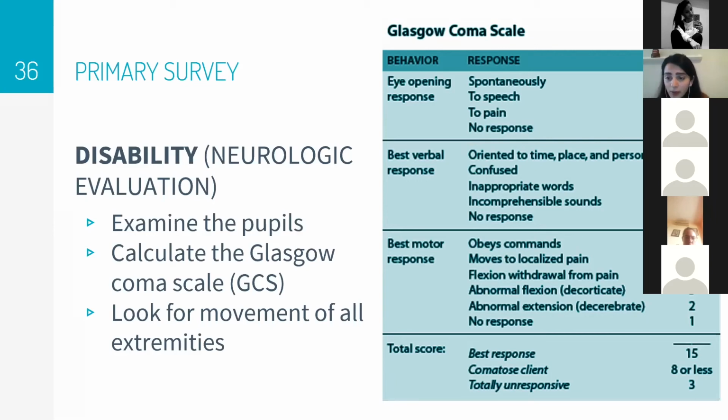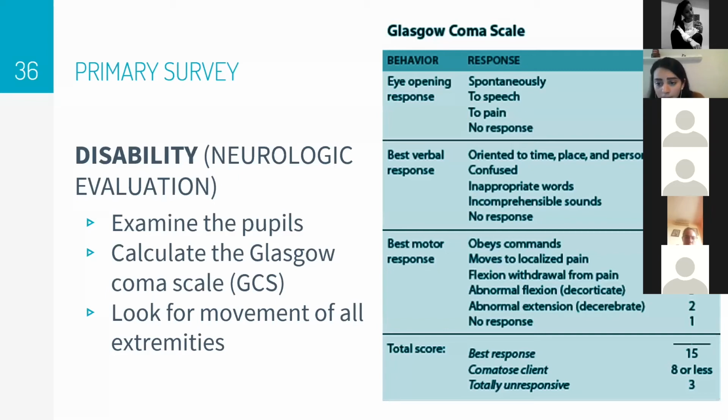And then the next part is the best motor response. If they obey commands, they get a 6. If they move to localized pain, meaning you pinch someone and they move that arm, that's a 5. If they have flexion movement with withdrawal from pain, that's a 4. If there's abnormal flexion, so they're kind of flexed but not in response to pain, that's a 3. If they have abnormal extension, so they're extended in the decerebrate position, that's a 2, and if there's no response, that's a 1. So it's E, V, M, eye, verbal, motor, 4, 5, 6.